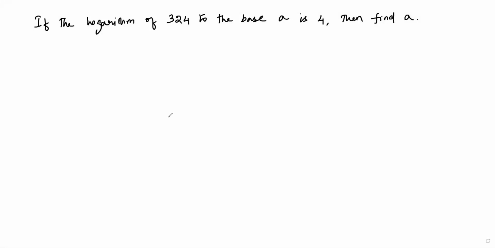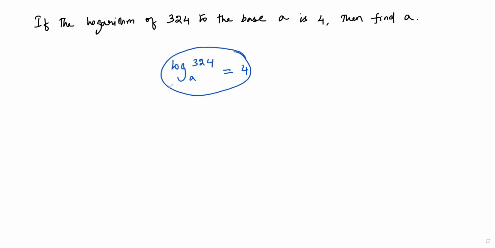If the logarithm of 324 to the base a is 4, then find a. That is, logarithm of 324 to the base a is equal to 4. So this is a given equation and we have to solve for a, that is, the base of the logarithm. To solve for a, I'm just going to convert this equation to exponential form.